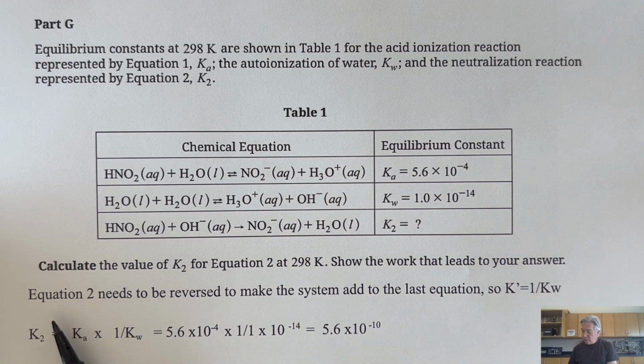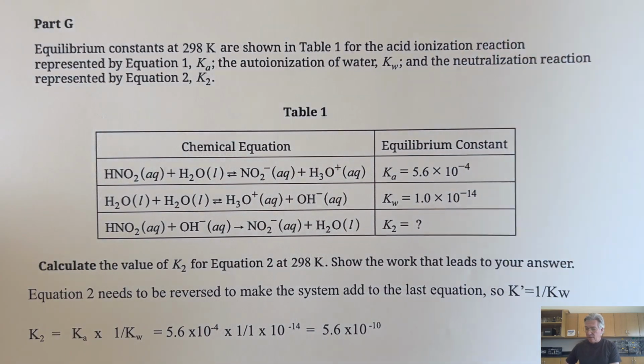Now, equation 2 needs to be reversed, so the new K value for that one is actually 1 over Kw. So I put that in here, and we're going to multiply it by the Ka value from the first one, multiply those two together, and I got 5.6 times 10 to the minus 10th as my K value for K2.